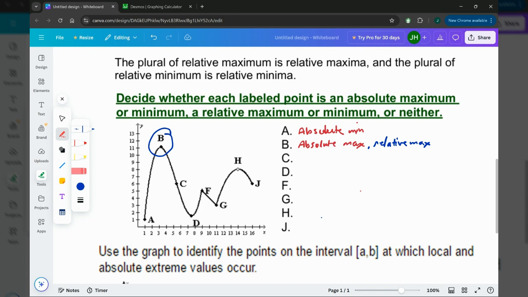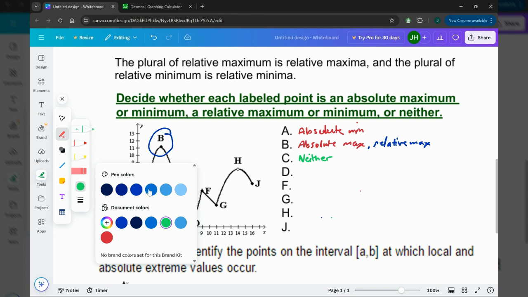Now, point C, in that area, it's not the highest point, it's not the lowest point. This is neither a max or a min. In fact, you guys will figure out later on, point C, it's called an inflection point. And I'll discuss that in another video.